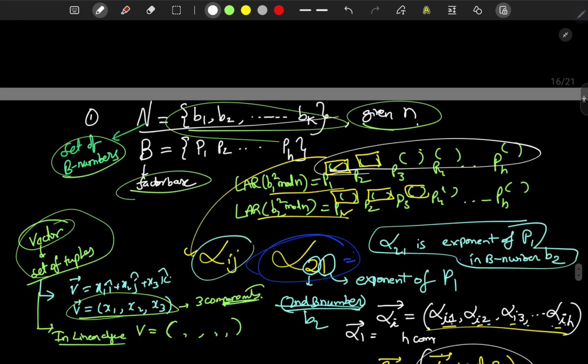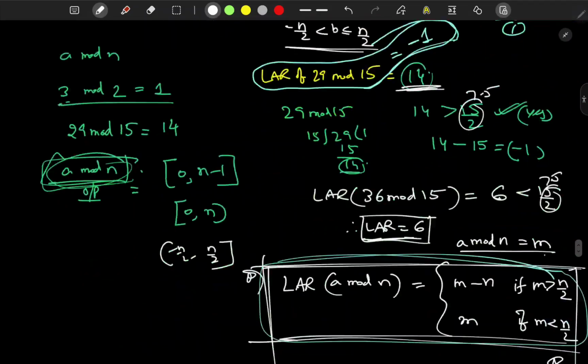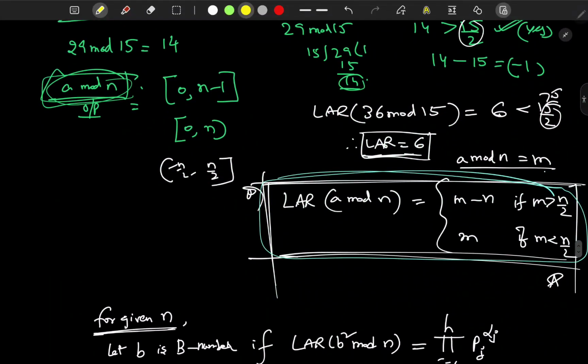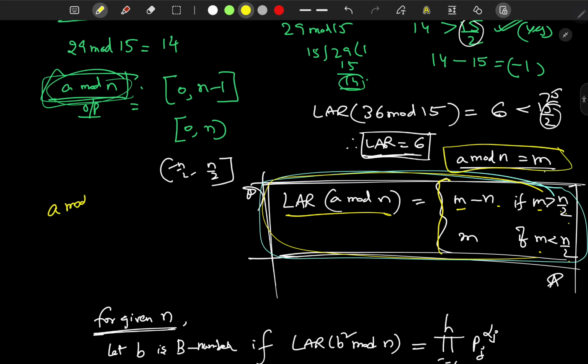Again I need to show you the LAR definition if you forgot. See, again repetitive content. So LAR of A mod n is nothing but m minus n if m is greater than n by 2, and m if m is less than n by 2, where m is our normal A mod n calculation. How will you calculate A mod n? That is my question. When you divide A by n, the remainder is called A mod n. You got it?